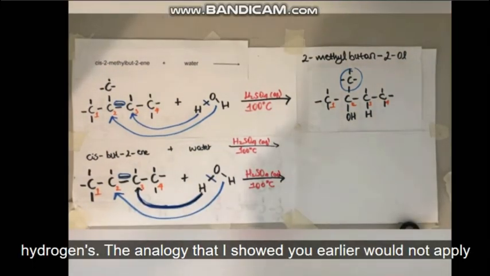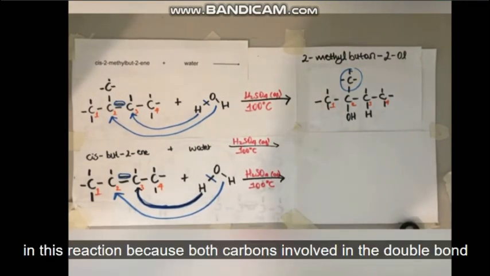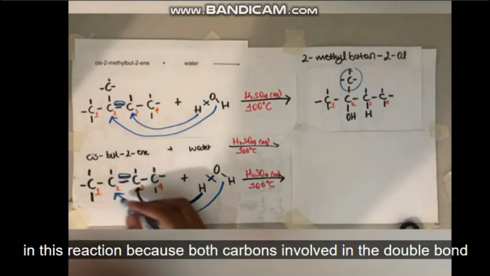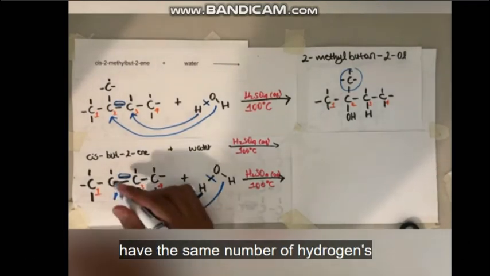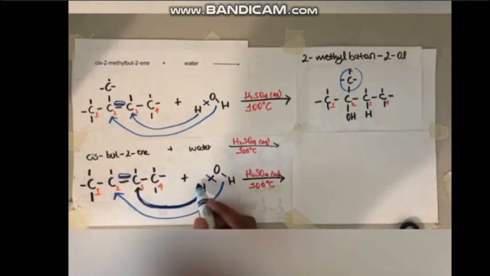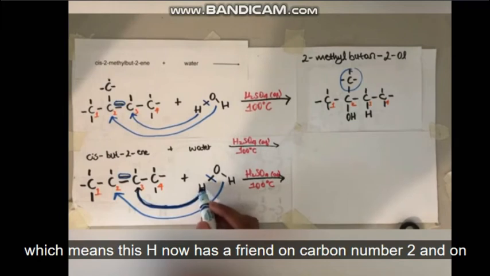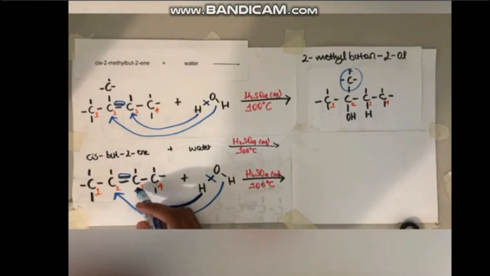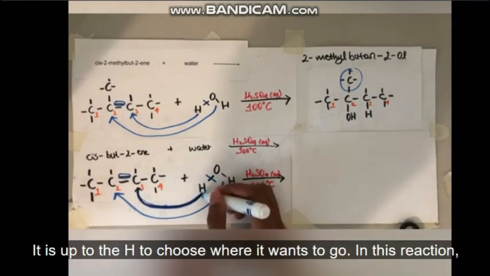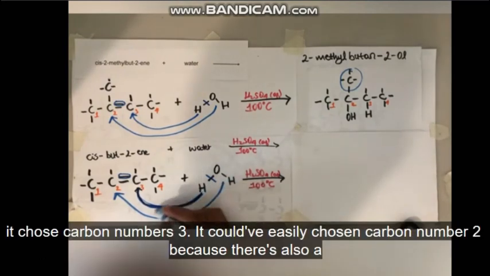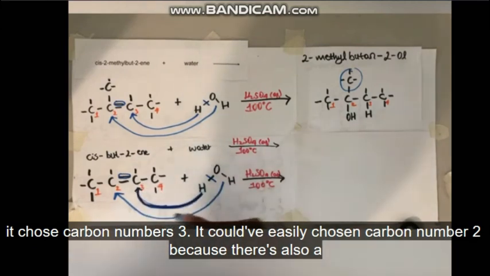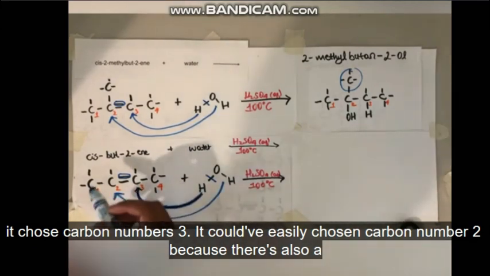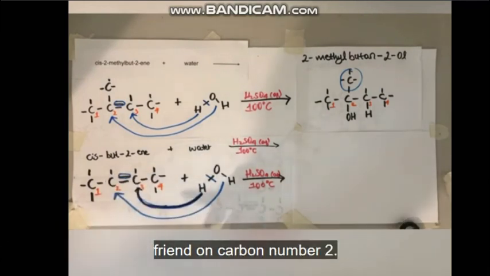The analogy that I showed you earlier would not apply in this reaction because both carbons involved in the double bond have the same number of hydrogens, which means this H now has a friend on carbon number 2 and on carbon number 3. It is up to the H to choose where it wants to go. In this reaction, it chose carbon number 3. It could have easily chosen carbon number 2 because there is also a friend on carbon number 2.